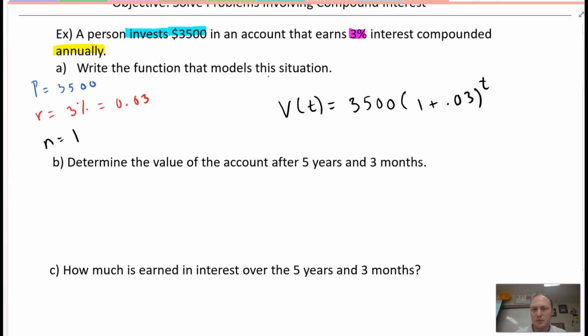Actually, I lied. Make sure you simplify this. What's 1 plus 0.03? 1.03. So simplify that.